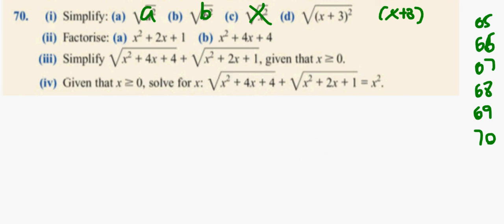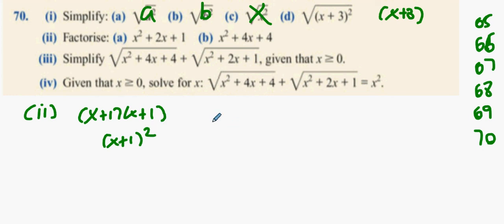For 2 part A. So how many people got x plus 1 and x plus 1? Otherwise known as x plus 1 squared. And for part B, x plus 2 by x plus 2, otherwise known as x plus 2 squared.